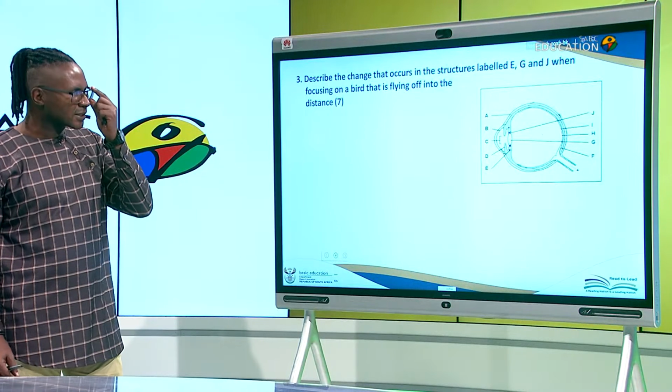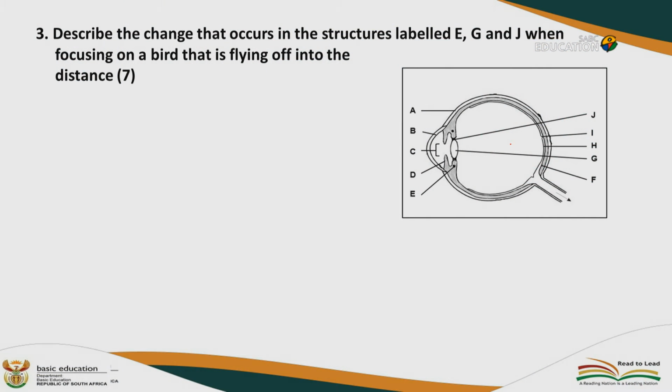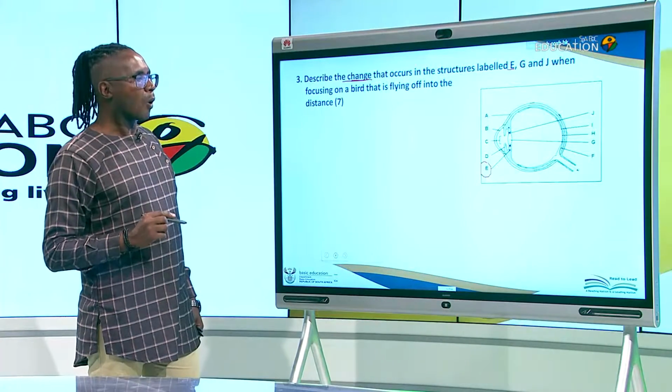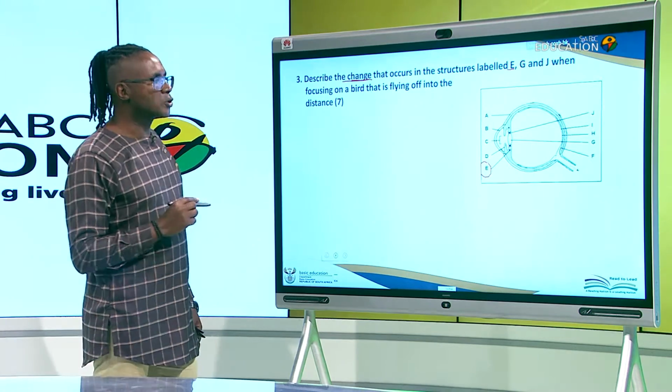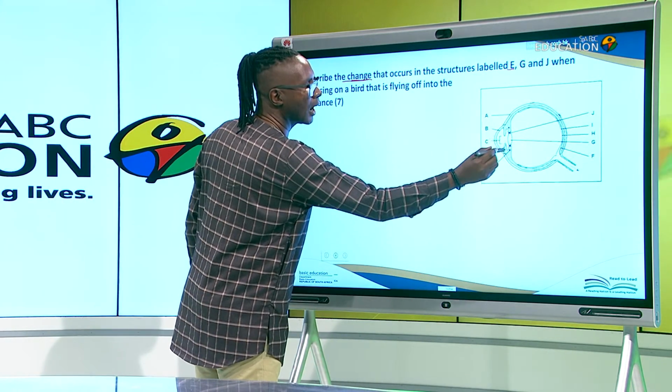Now the second question, it said describe the change that occurs in structure E. So now you underline change. What is structure E? Structure E is our ciliary muscle. All right? Because J is our suspensory ligaments. So what are we talking about there? We're talking about accommodation.